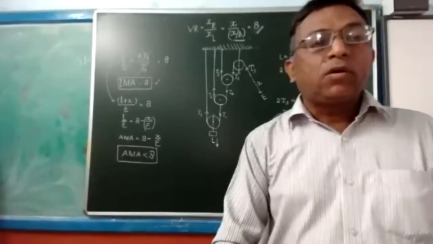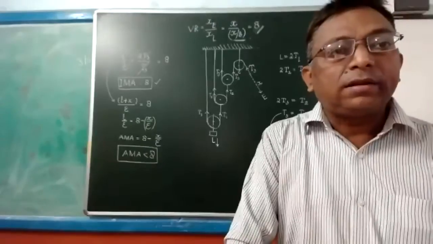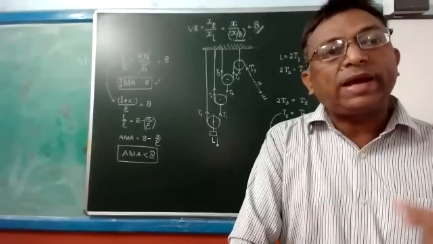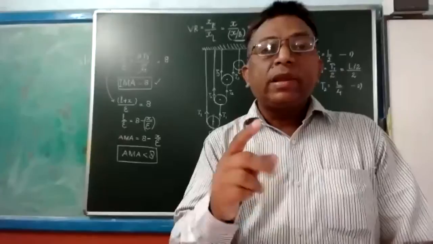Exactly 2. Why is it so? Because there are 2 strands, 2 parts which support the load. That's why it is coming 2. Clear? And one more thing is there.